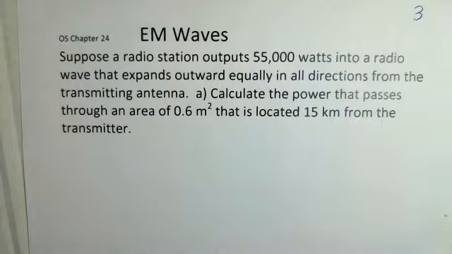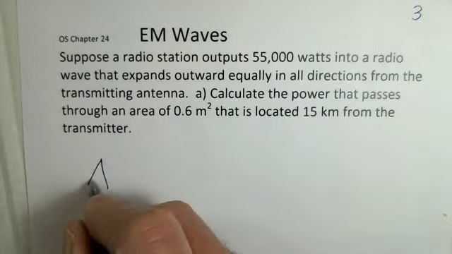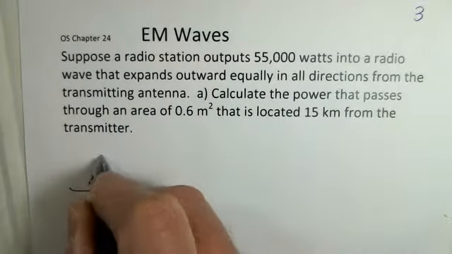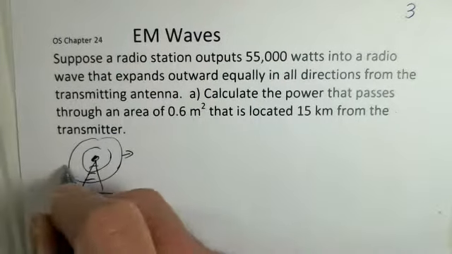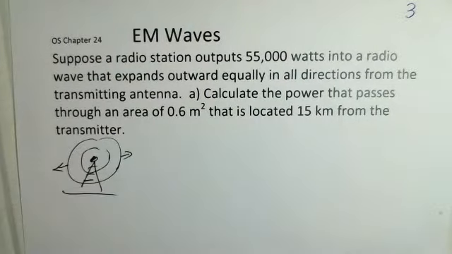Our electromagnetic wave we're going to discuss here is a radio station, 55,000 watts, expanding out in all directions. That means it's going to be expanding out into a sphere. So if I have the radio tower perhaps here and the antenna here, we'd have the energy expanding out three-dimensionally in all directions into a sphere.